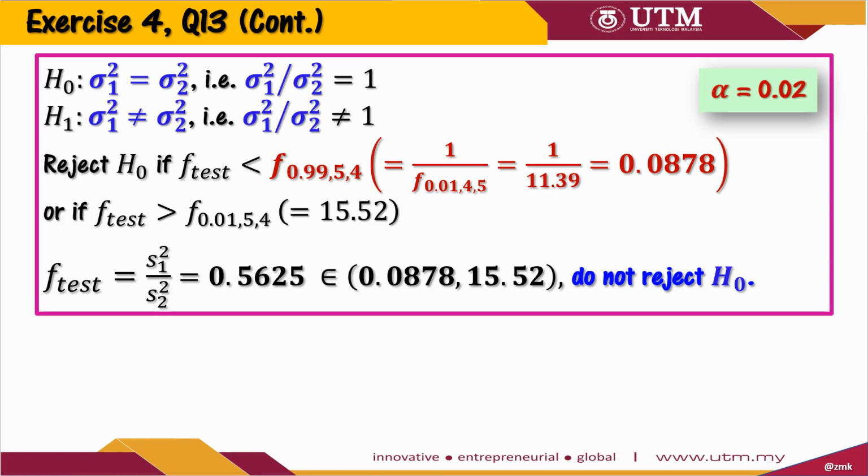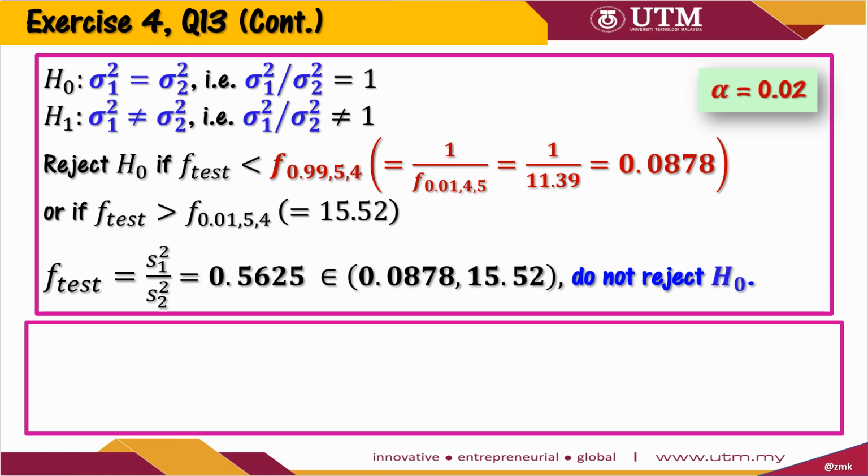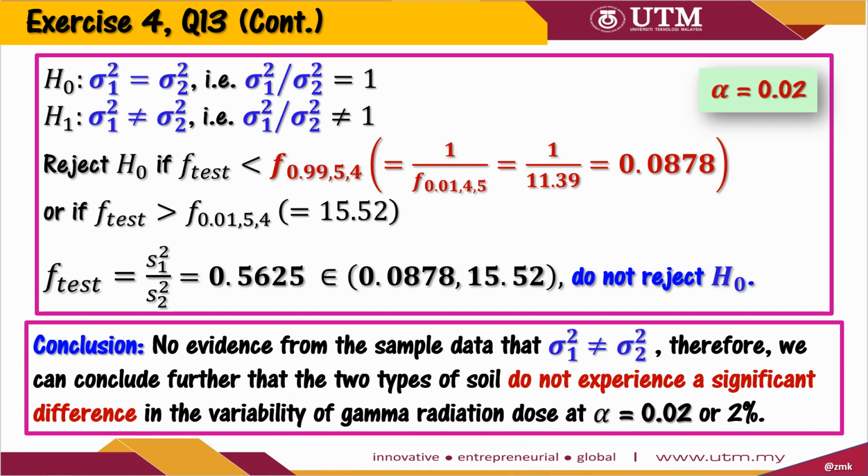What can we conclude? We may say that there is no evidence from the sample information or sample data that the population variances are different. Therefore, we can conclude further that the two types of soil do not experience a significant difference in the variability of gamma radiation dose at the level of significance alpha equal to 0.02 or 2%.